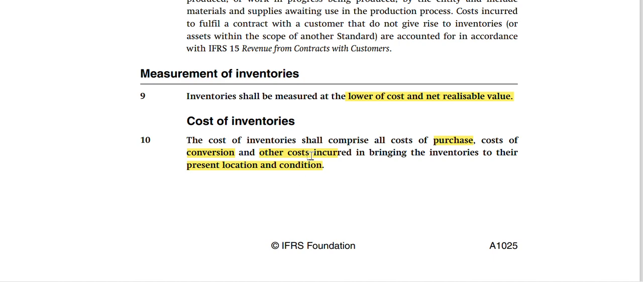So now, what could be other costs? Other costs could be costs relating to maybe transporting, assembling, and other costs that are necessary to bring this inventory to the location and condition that is required by management.